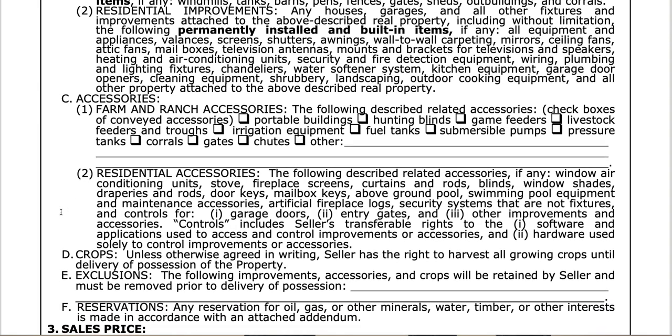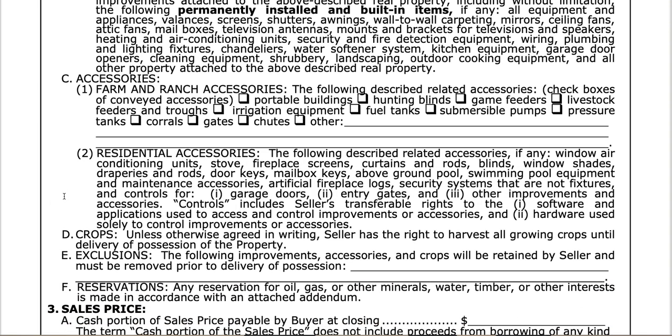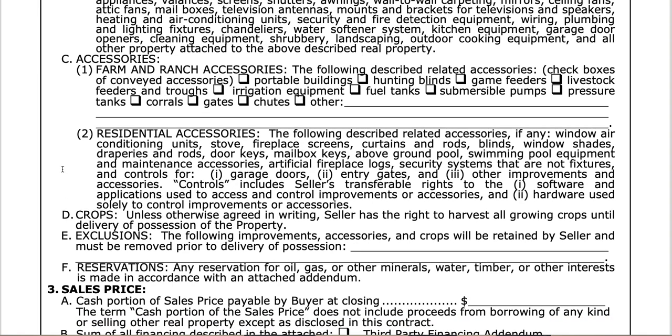Residential accessories. The following describe related accessories, if any: window air conditioning units, stove, fireplace screens, curtains and rods, blinds, window shades, draperies and rods, door keys, mailbox keys, above ground pools, swimming pool equipment, maintenance accessories, artificial fireplace logs. I've seen those taken from a house, and I've seen them have to be brought back because they were not excluded.